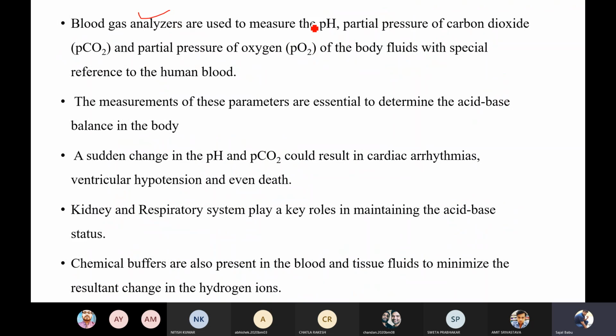That means the blood gas analyzer will measure pH, PCO2, and PO2 in your body fluids. And why is it needed? It is needed to know the acid base balance. If the pH and PCO2 change suddenly, then it may lead to cardiac arrhythmias or even death of the person. And who is going to maintain this acid base balance? The kidney and the respiratory system play the important role. There will also be some chemical buffers which minimize the change in the hydrogen ions in your body, so that the pH will be maintained constant.